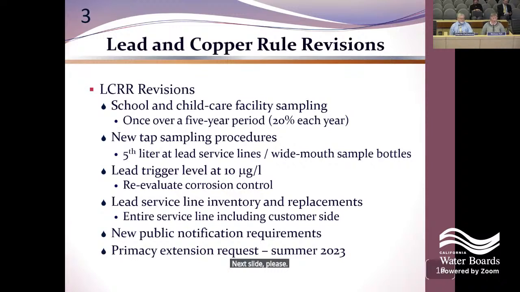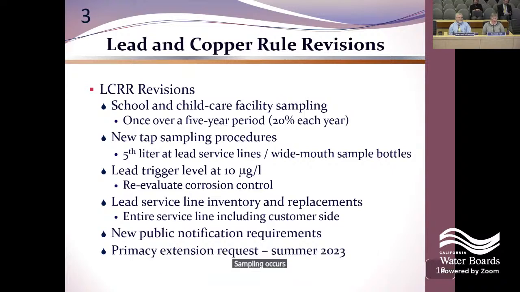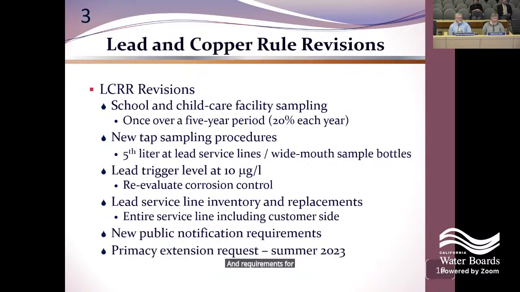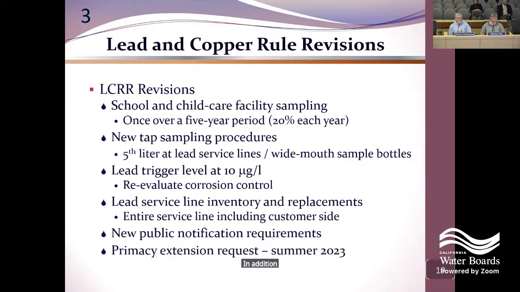For those last two rule changes or revisions, some key changes in the long-term revisions include the addition of school and child care facility sampling requirements. Sampling occurs at least once over each 5-year period or an average of 20% of facilities sampled each year. There were new tap sampling procedures, including sampling the 5th liter at lead service lines and using wide mouth sample bottles for sample collection, a lead trigger level at 10 micrograms per liter to prompt reevaluation of corrosion control, and requirements for lead service line inventories and replacements for the entire service line, including the customer side. In addition, there were new public notification requirements. Next slide, please.